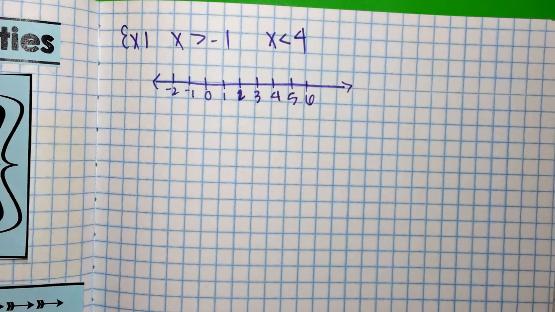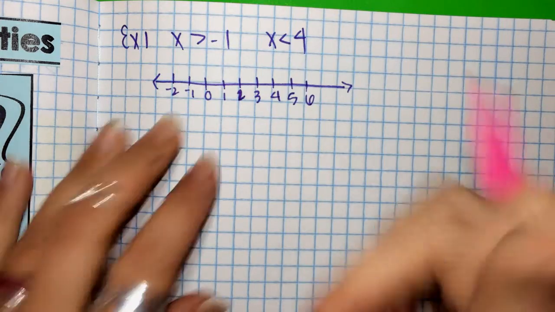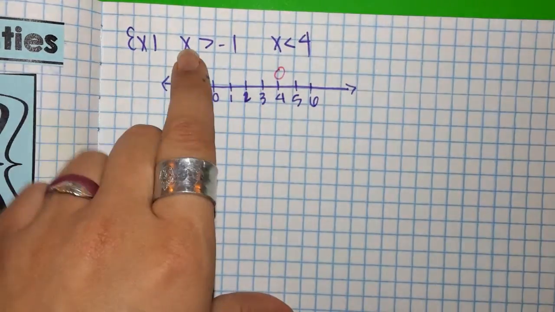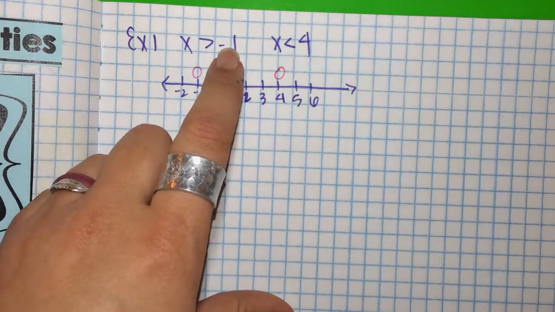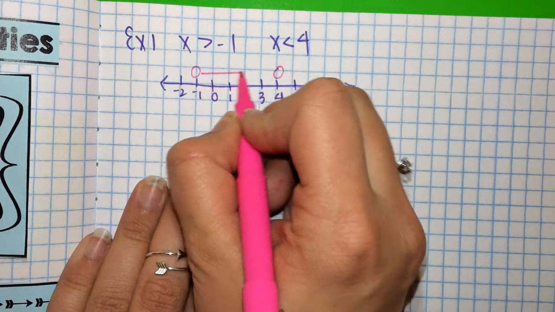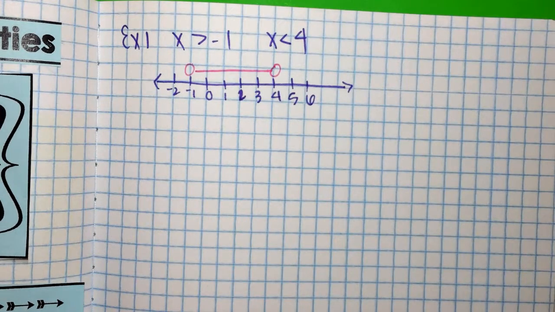All right, open or closed circles? Open. Open, because why? There's no line under it. Now this says x is greater than negative 1, so that's this way, and x is less than 4. They connect. Yay.